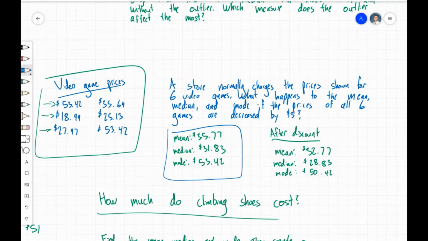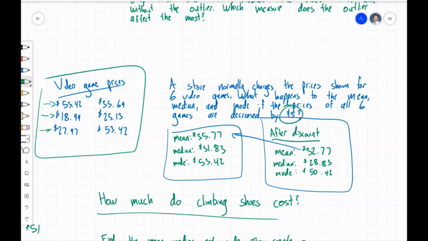If we look over here at the mean, we get $32.77. And you'll notice that's exactly $3 less than the original mean. The median is $28.83, and that's exactly $3 less than the original median. And the mode is $50.42, which is exactly $3 less than the original mode. So when we change all of our data values, in this case all of them decreased by 3, then all of our measures of center also change by that amount. So the mean, median, and mode all decreased by 3.